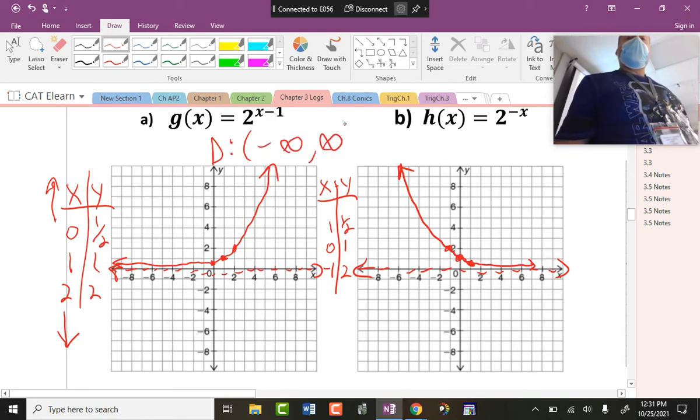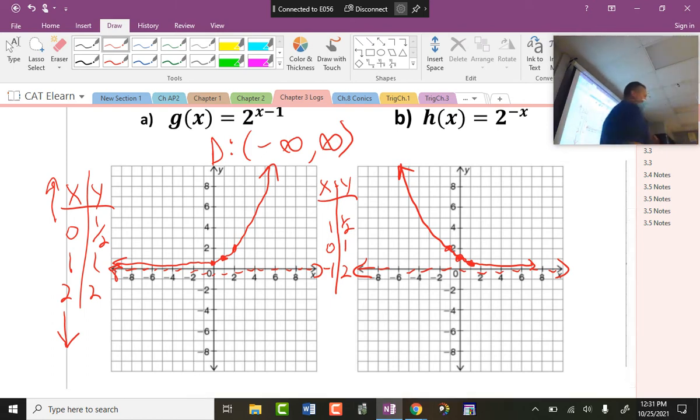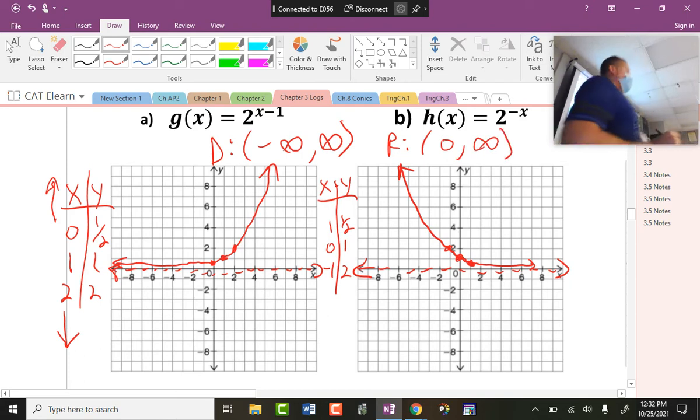Now, domain and range for both are the same since not much happened here. Domain for exponents are always all real numbers. There is nothing, you can take any number to any power. The range, though, is limited, just like the parent, by that asymptote as a boundary there. Okay?